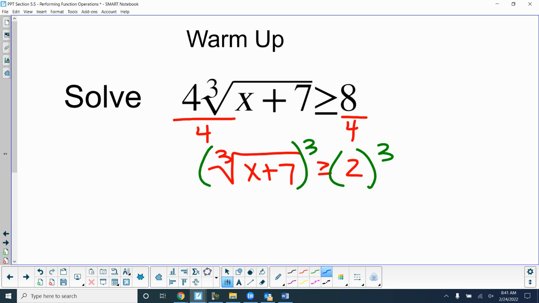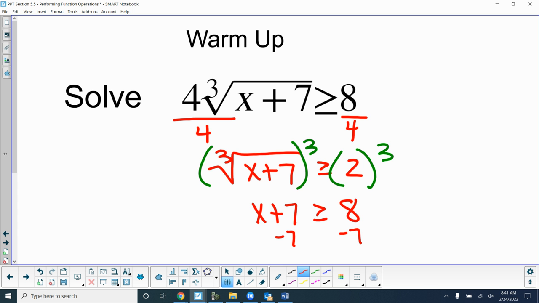So, we have x plus 7 on the left because the cube root and the cube cancel each other. And we have 8 on the right, 2 times 2 times 2. And then we subtract 7 and we're done.